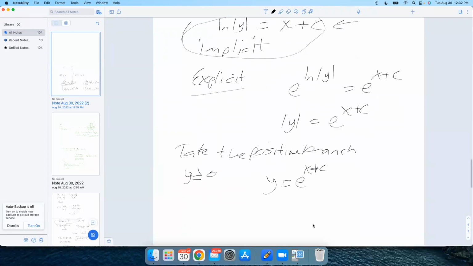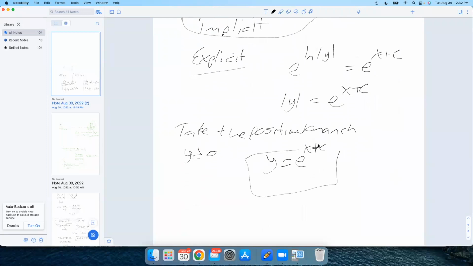Now that's a perfectly good solution. I could leave this like this. Or, remember rules of exponents: a to the m plus n is a to the m times a to the n, just rules of exponents. So I could rewrite this as e to the c times e to the x.